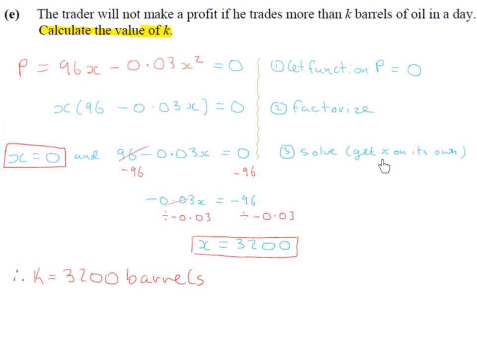Step 3, we solve, which means get the x on its own. So this x just gets let equal to 0, and then what's inside the bracket also gets let equal to 0. So we have 96 minus 0.03x equals 0. The first thing we do is we get rid of the 96, so we're going to minus 96 from both sides. So we're left with minus 0.03x equals minus 96. And then we divide across by minus 0.03 to get the x on its own. So minus 96 divided by minus 0.03 gives us 3,200. So x is equal to 3,200, which means there are 3,200 barrels equal to K.